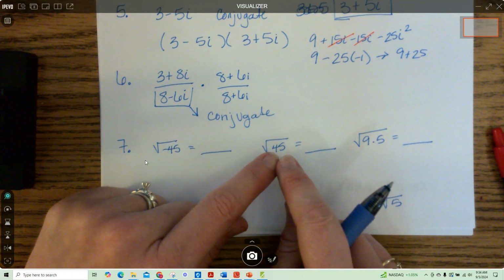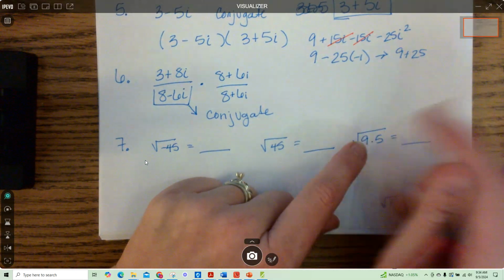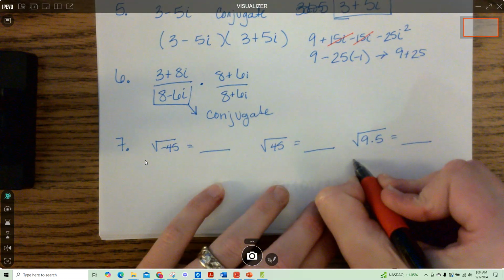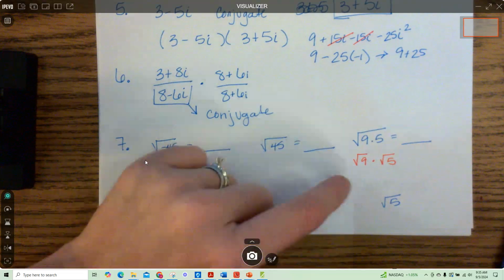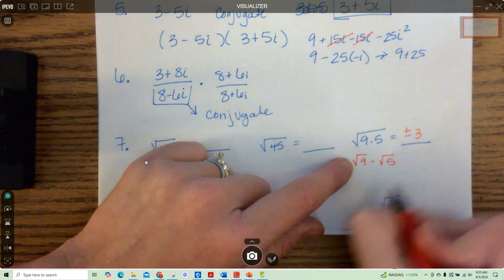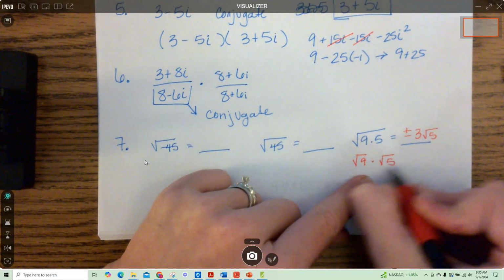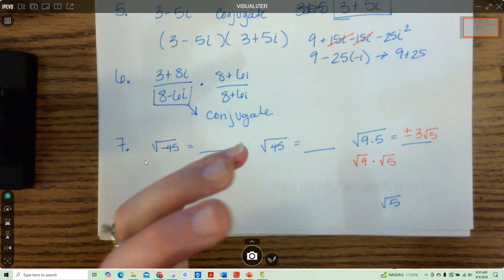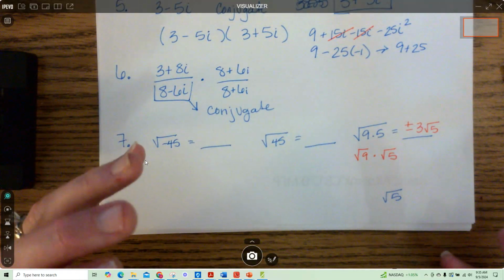Let's do this one first. Okay. If there's multiplication over there, I can split the radical. I could write this as the square root of 9 times the square root of 5. The square root of 9 is positive or negative 3. And then we just attach, you can't simplify this any further, square root of 5 is just the square root of 5. Okay? Algebra 1 does this. They have to simplify radicals.